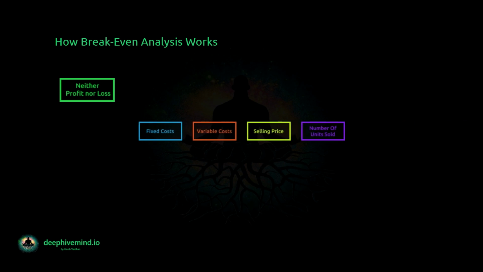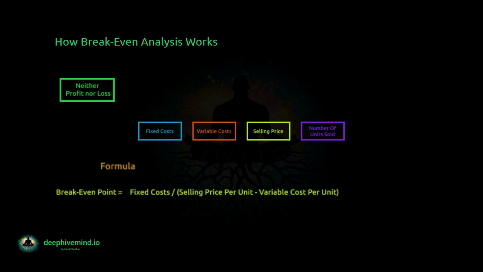How break-even analysis works. Break-even analysis is a financial tool used to determine the point at which a business's total revenue equals its total costs, resulting in neither a profit nor a loss. The analysis is based on the relationship between the fixed costs, variable costs, selling price, and the number of units sold. The break-even point is calculated by dividing the total fixed costs by the difference between the selling price per unit and the variable cost per unit. The formula for break-even point can be expressed as: break-even point equals fixed costs divided by selling price per unit minus variable cost per unit.